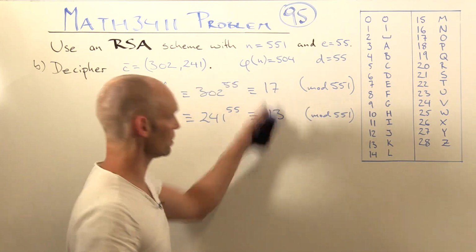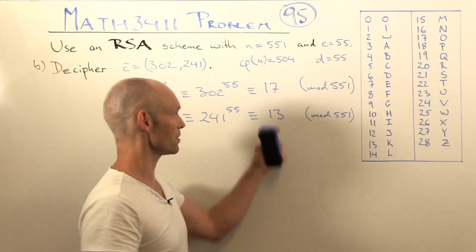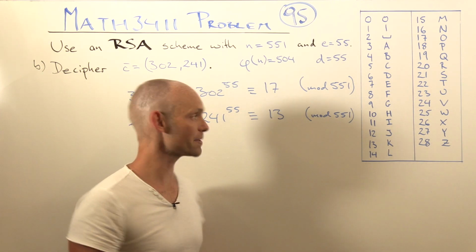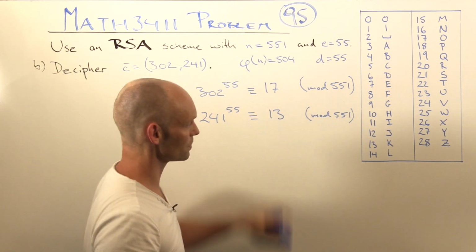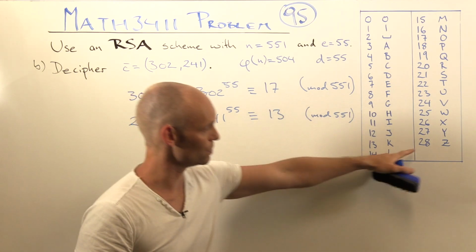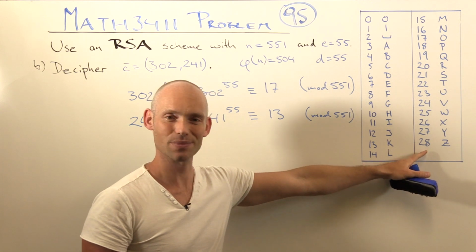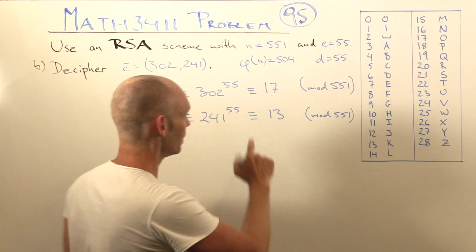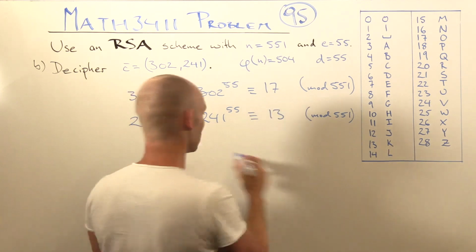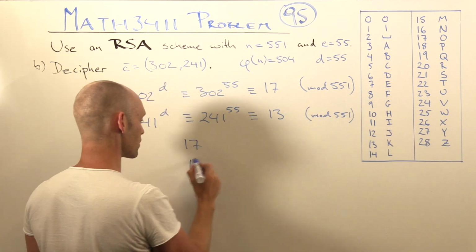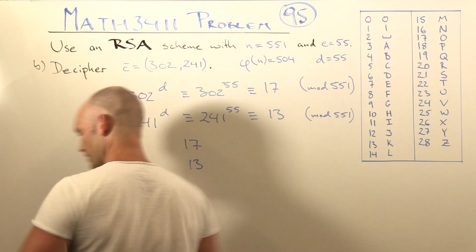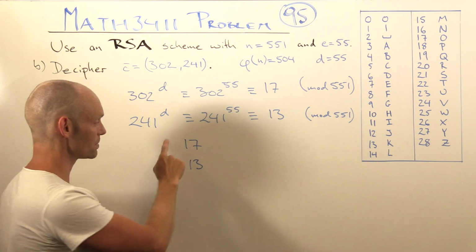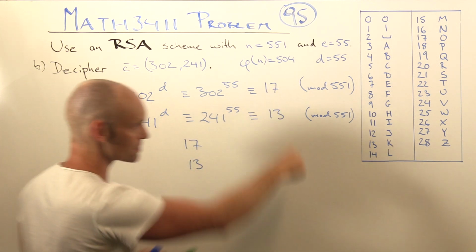So they are nice numbers. In particular they're nice because we're expecting a message to do with letters of the alphabet, in which case we'd like these numbers to be less than or equal to 28. If they're not, then we've probably made a mistake somewhere. Okay, what's 17? And what's 13? Well, let's figure that out. What's 17 and what's 13 in this table here?